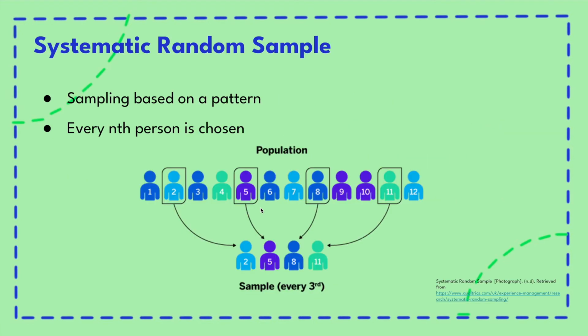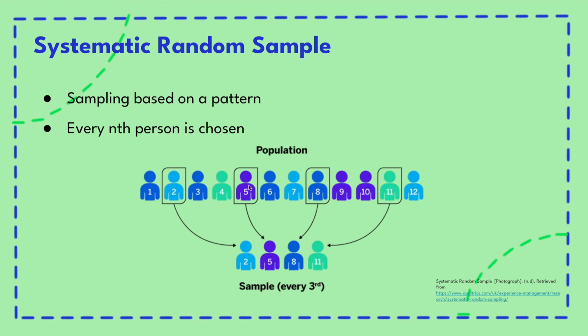Now, let's look at a systematic random sample. This is a sampling method based on a pattern where every nth person is chosen. For example, when we have a population of 12 people, we choose every 3rd person. That's what's happening over here. What we do is pick a random starting point, like, let's say this was our starting point. The starting point should be random. That's how we do this in a random fashion. So this is our random starting point. 1, 2, 3. Oh, we pick that person.